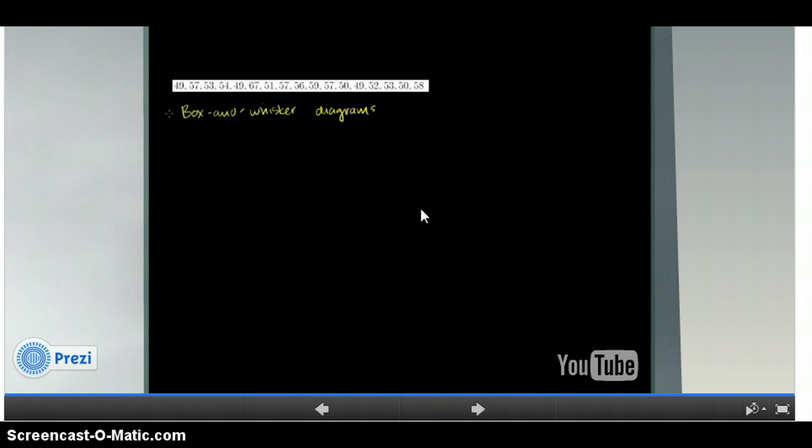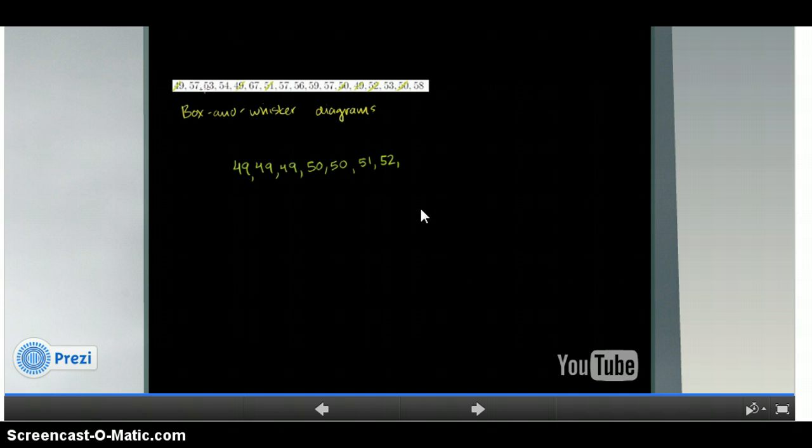So let's just order the numbers up here. It looks like the lowest number here is 49. So I have that 49, then another 49 right here, then another 49 right over there. And then, do I have any 50s? Yes, I have two 50s. Do I have any 51s? I have one 51 as far as I can tell. Do I have a 52? I have a 52.